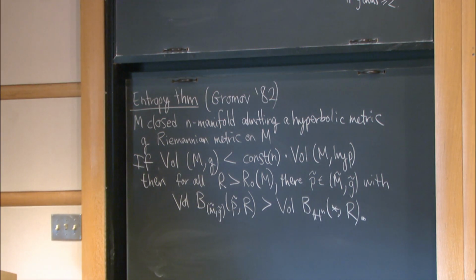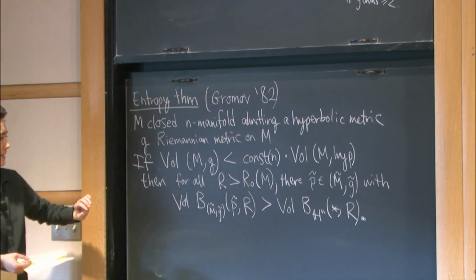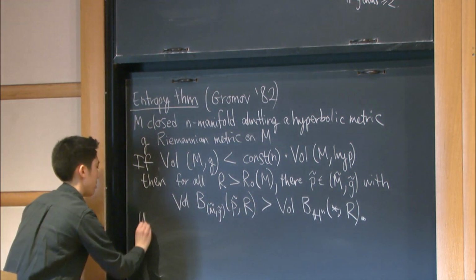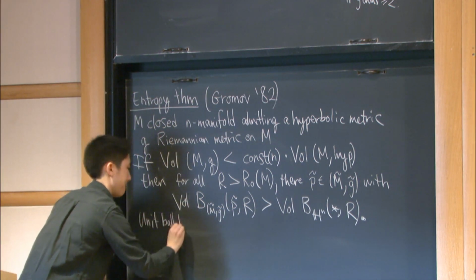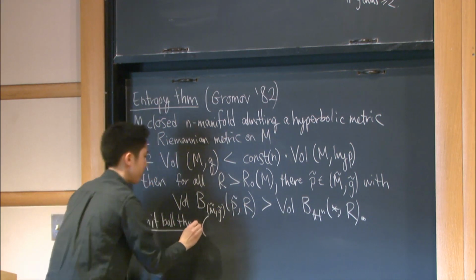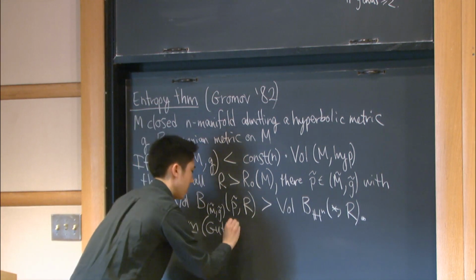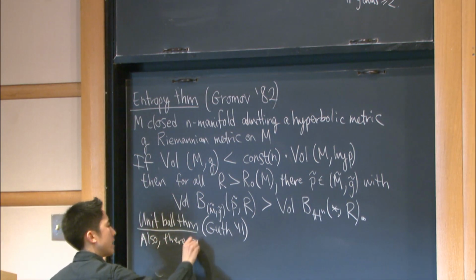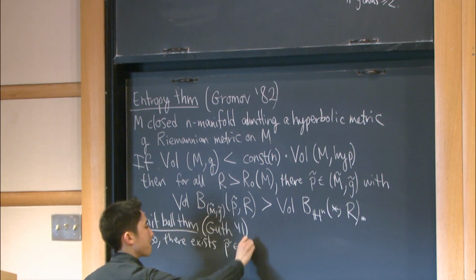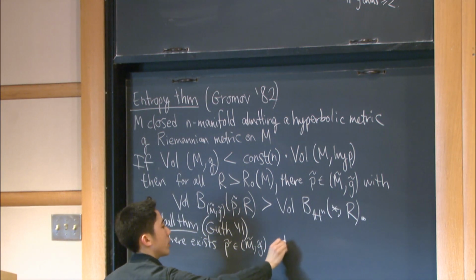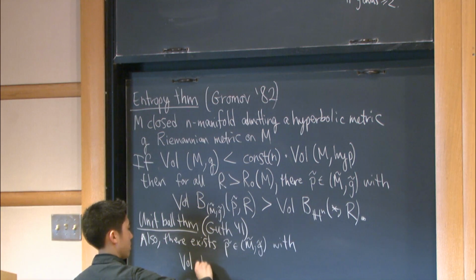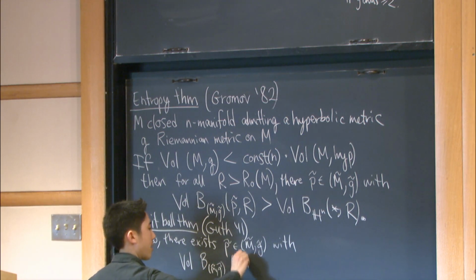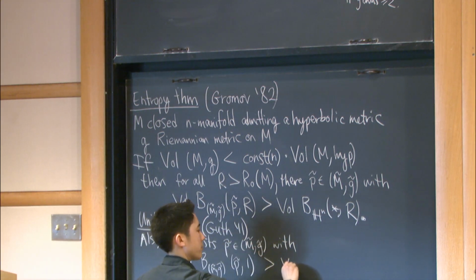A more recent theorem says something that's almost the same as this, except we replace the very large radii by radius 1. So I'll call that the unit ball theorem. And that's from Larry Guth, published in 2011. I'll say, also, there exists P tilde with the volume of the unit ball greater than the volume of this hyperbolic space unit ball.